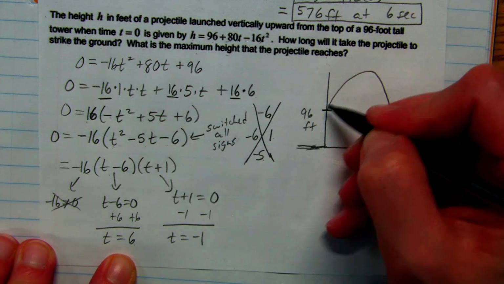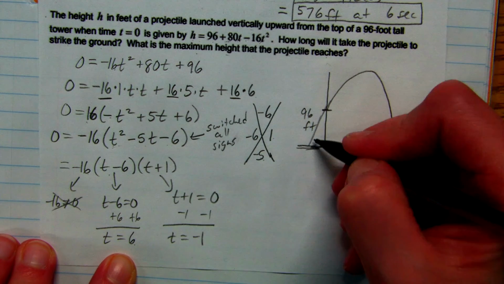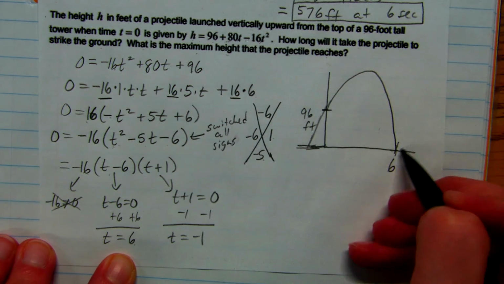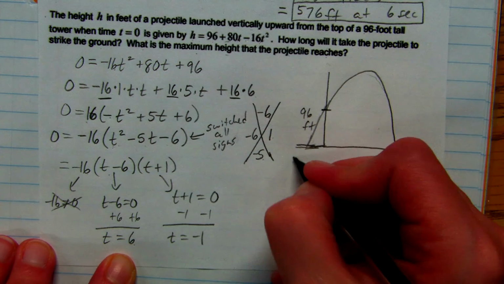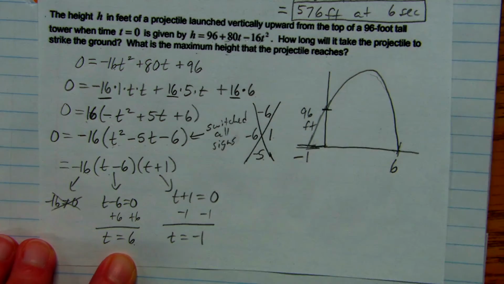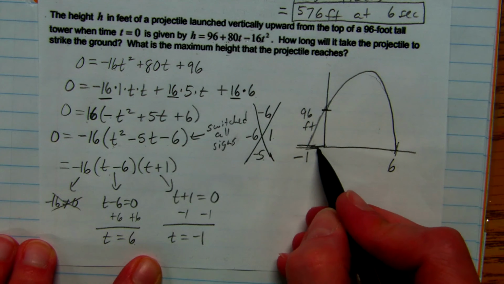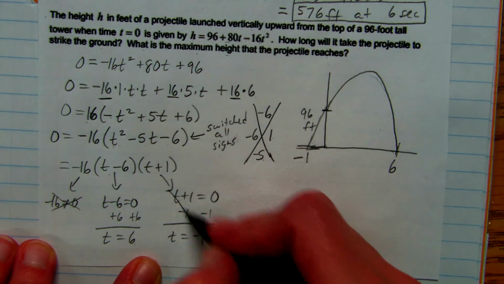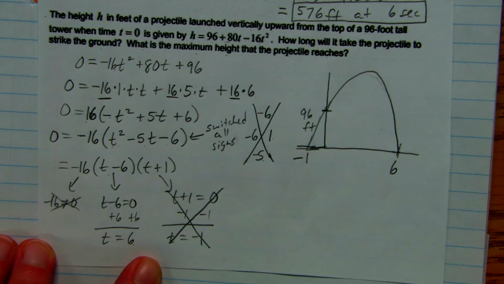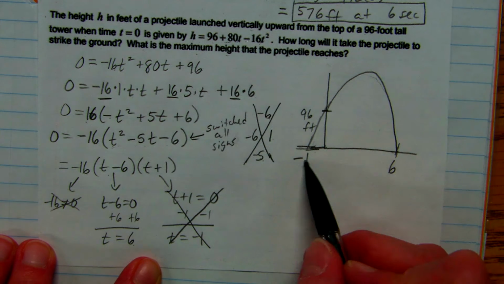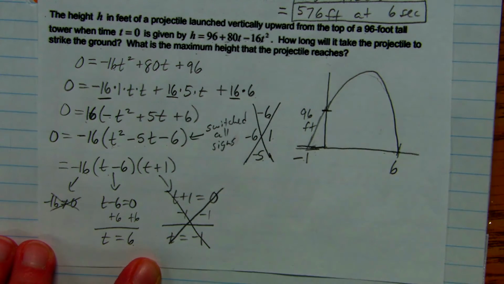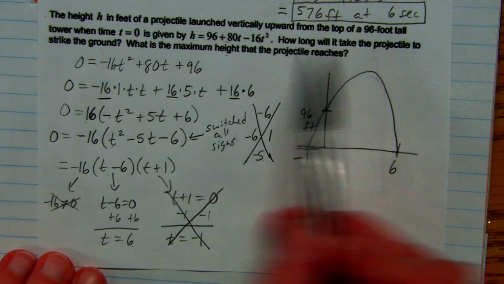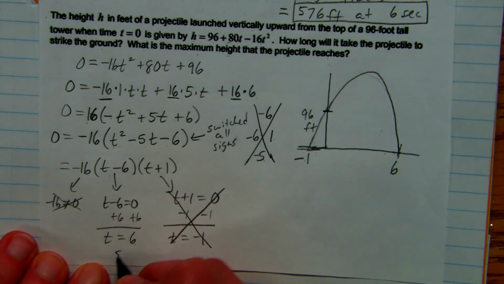If you continued this graph off into the negative side of the graph, which we're not really using because it didn't actually exist, this graph would hit at negative 1 over here. But that doesn't make any sense in our problem. We didn't actually launch the rocket from over here. We launched it from 96 feet. So we just throw that negative answer out. But it's good to have it on our graph because that's going to help us reason through the next piece. So how long will it take to strike the ground is 6 seconds.